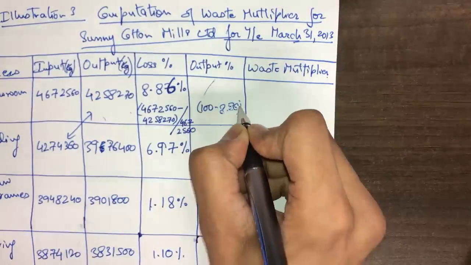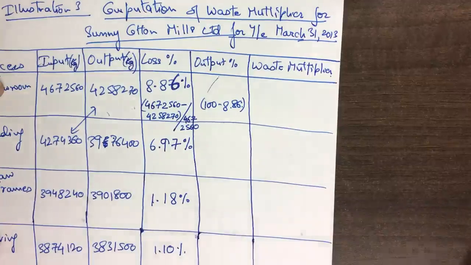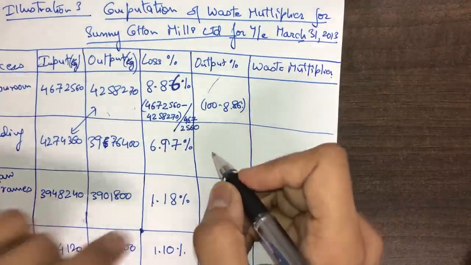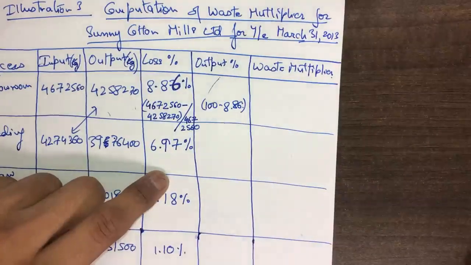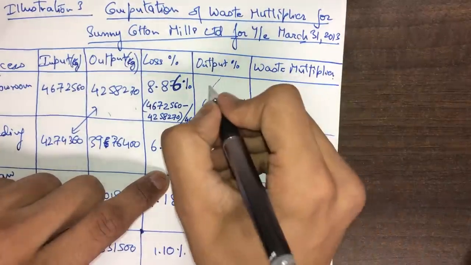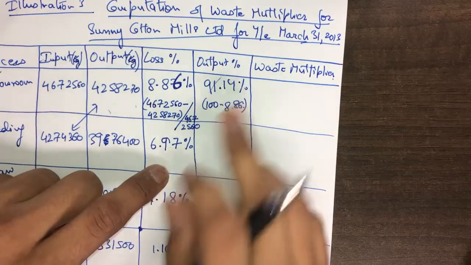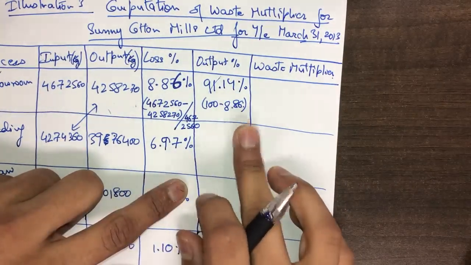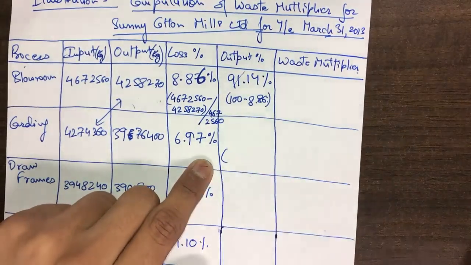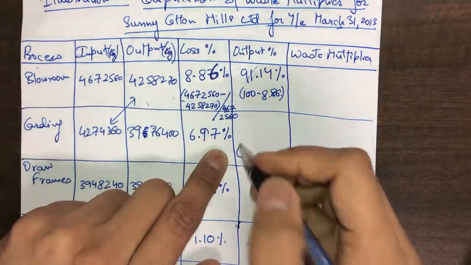Please see this. Output will be computed by subtracting the loss percentage from 100. So suppose if 100 units are inserted in process 1, what will be the output percentage? The output percentage will be 91.14%. How is it computed? 100 minus 8.86.